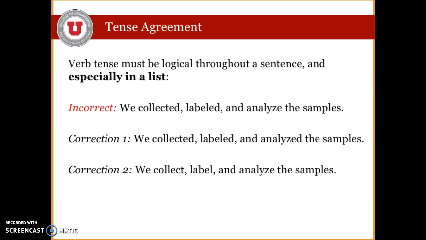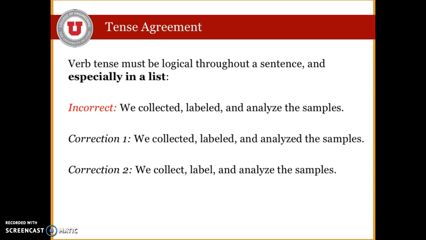sentences. Another example, these often come up in lists, so we want to make sure every item in a list aligns in terms of chronology. So we collected, labeled, and analyzed the samples. This is incorrect. We can either make it all past or present tense as we did before. We collected, labeled, and analyzed the samples, or we collect, label, and analyze the samples.